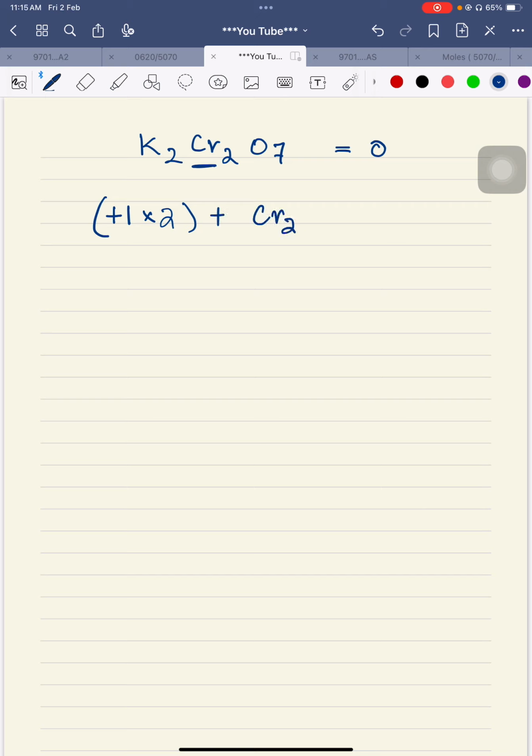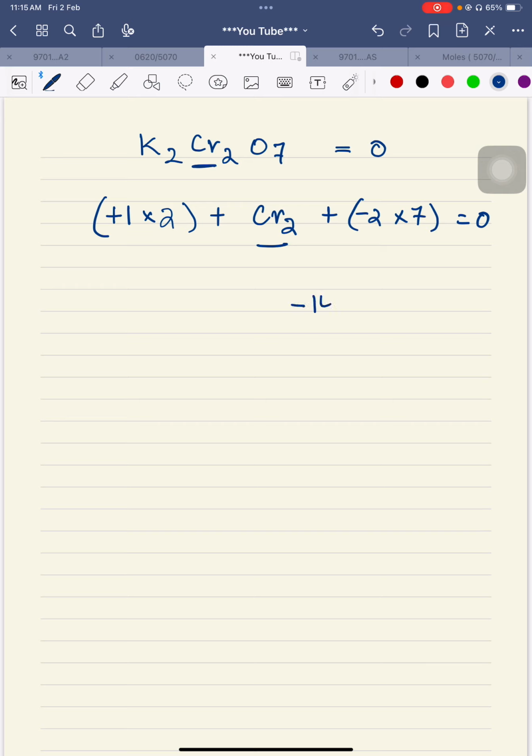Now the turn of chromium comes, and we write chromium as it is. Sometimes teachers say that we write X for the elements we are calculating. It is perfectly right. But what I observe is that students write X for the one they are calculating, and at the end, when they have calculated, they wonder where to place it. So please write that element as it is. Here it is oxygen, and oxygen is minus 2. It appears 7 times, so we write 7 as it is, and this will become 0.